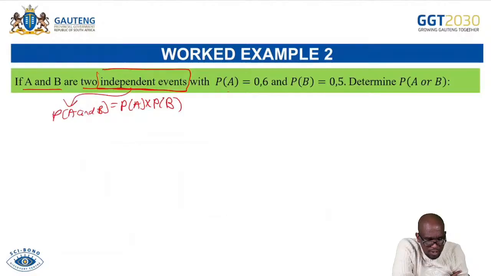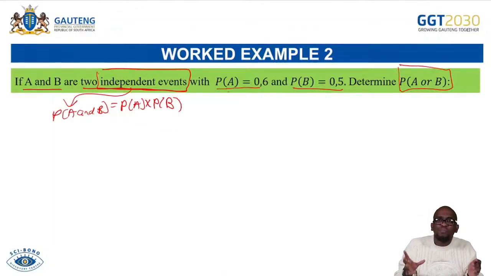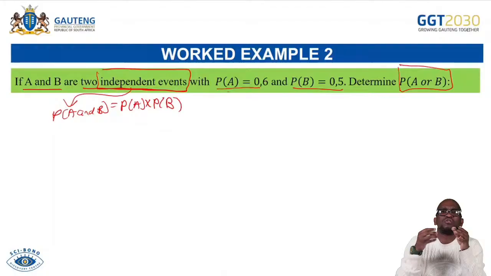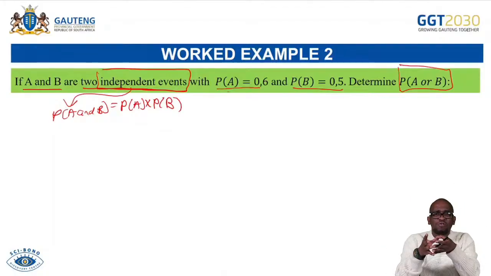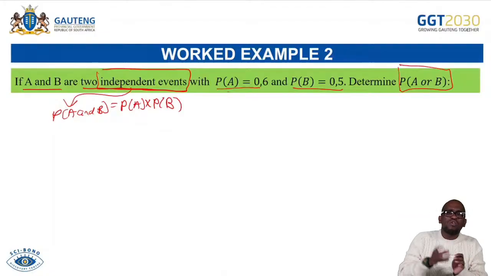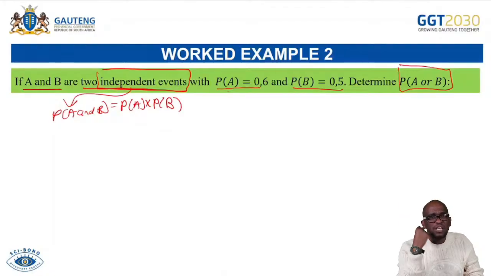And then probability of A is given and probability of B is given. And they say determine the probability of A or B. You know A or B, you can determine it using the general addition rule. The probability of A plus the probability of B minus the probability of A and B. If they were mutually exclusive, the probability of A and B would be 0. But because they are independent, the probability of A and B would be given as the product, all right, as the product.